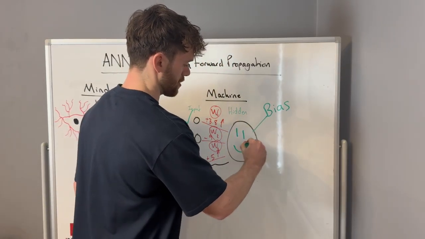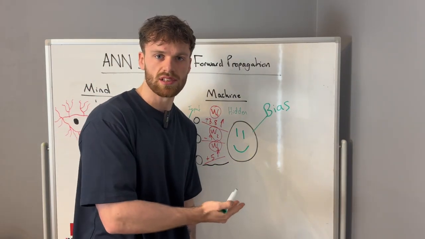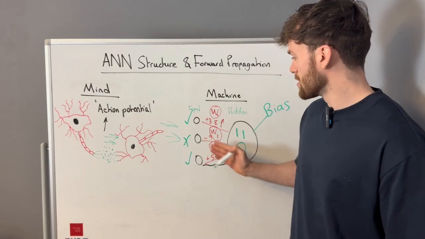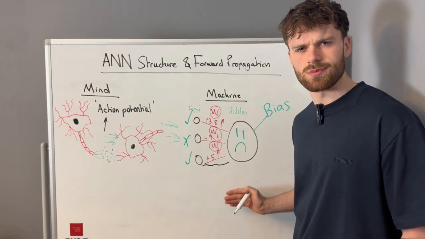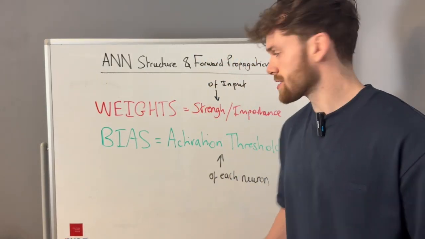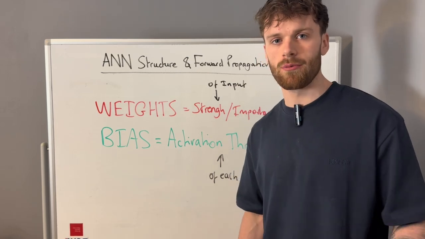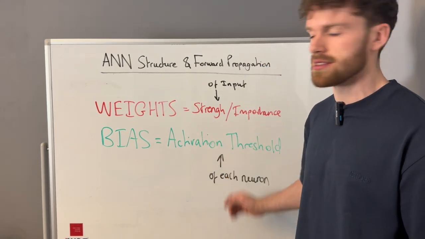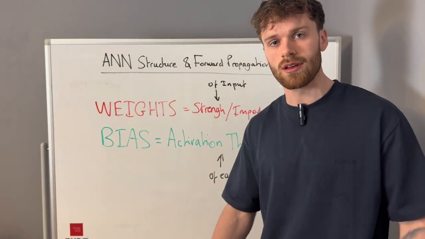Think of a bias as the neuron's mood. When it's in a good mood and happy, it takes less positive stimulus to make it fire. Whereas if it's in a bad mood, regardless of how strong the weights are, it's going to need a hell of a lot of encouragement for it to fire. Together, weights and biases control how information flows through an artificial neural network, with weights scaling the strength and importance, and the bias adjusting the activation threshold.